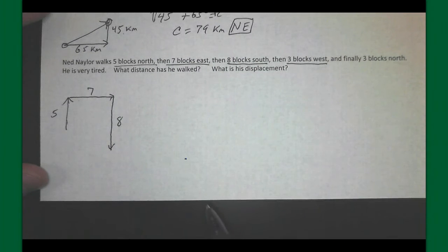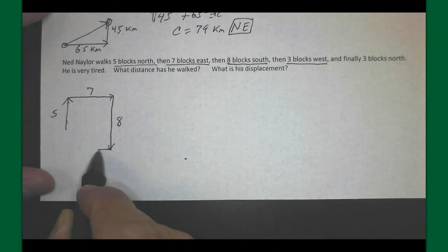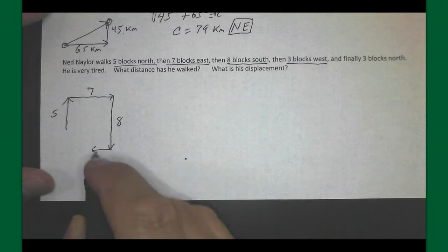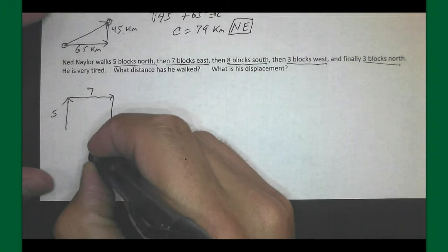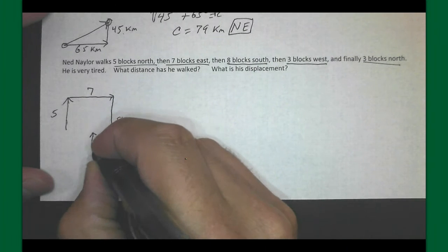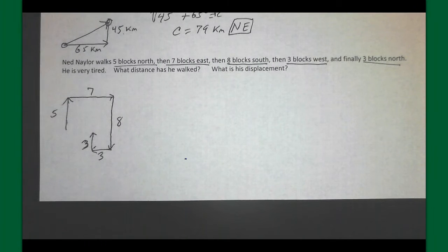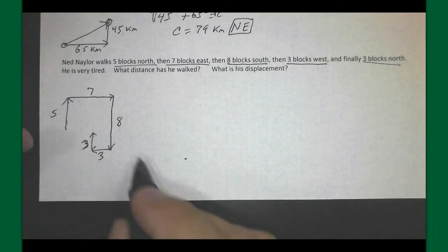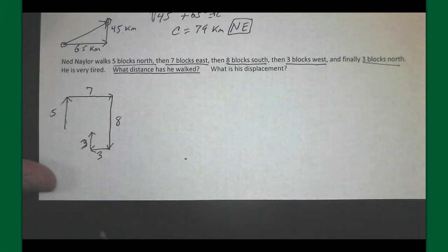3 blocks west. Okay, so now I'm going to turn and go back west, that's to the left, and make that 3. And then 3 blocks to the north would be something like this. Okay, and that's all we got. That's where we end up. First question, what distance has he walked? I just want to know the path his feet followed, and I don't care about the direction.